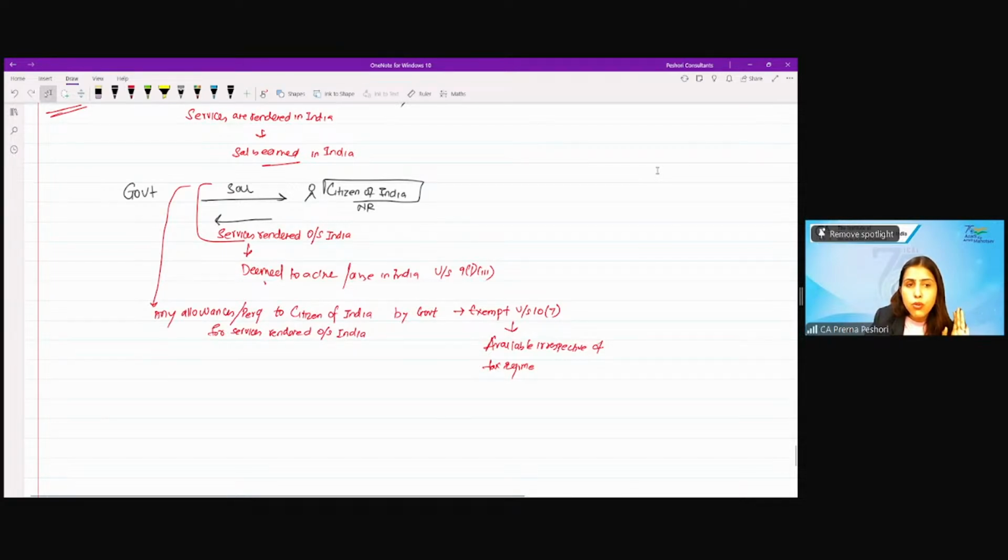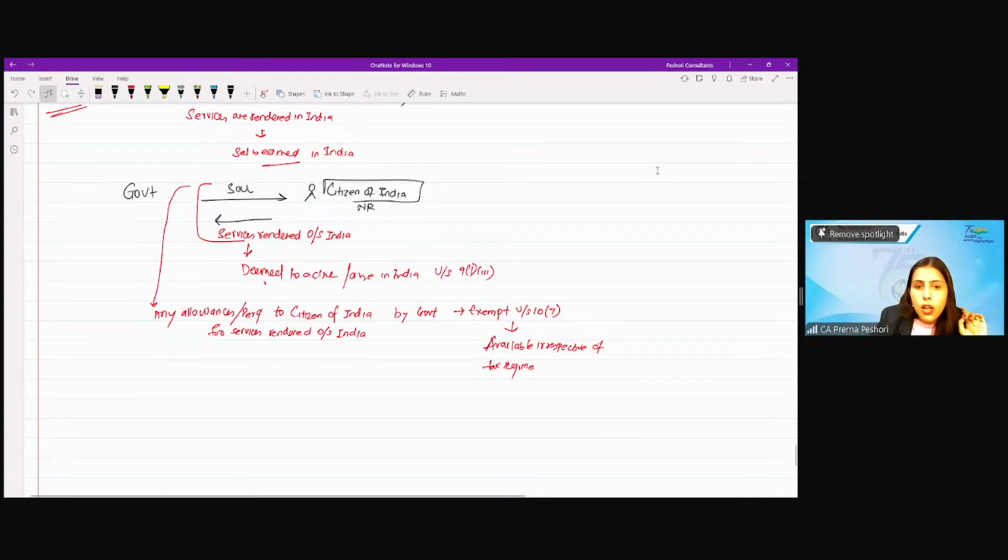Any questions, any doubts so far? So if it is for other than a government employee, it will be deemed to accrue or arise if the services are rendered in India. And the TDS will be under 192. If it is salary by the government to the Indian citizen for services rendered outside India, that will be taxable. Even if for the services rendered outside India, that will be deemed to accrue or arise in India. Are we clear? Yes or no? Any question? Any doubt?